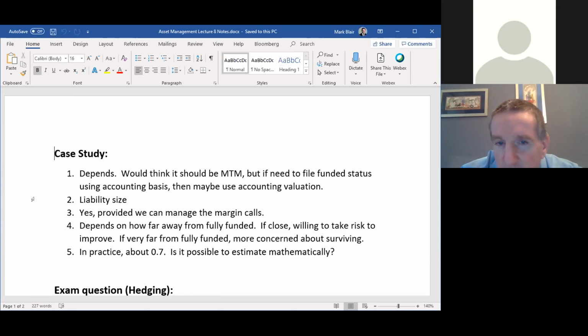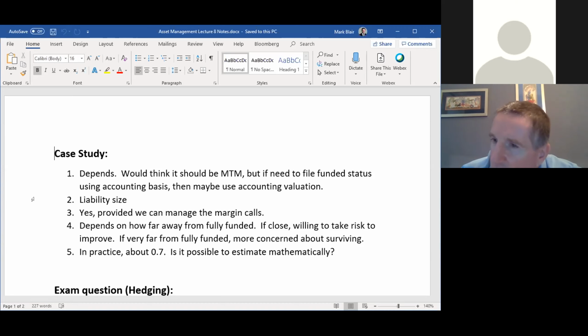But then there's the market mechanics that you have to take into consideration. Remember, we talked a lot about liquidity management and margin calls. It could be that you put on this derivative hedge, but it could result in very large margin calls. So you need to ensure that you have the liquidity to manage those margin calls. But subject to that constraint, then yes, you should be hedging your liabilities, given something that's a perfect hedge, which is very rare.